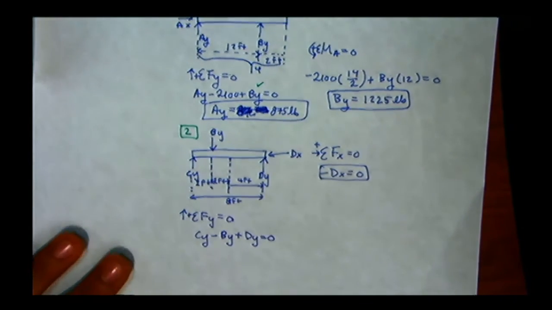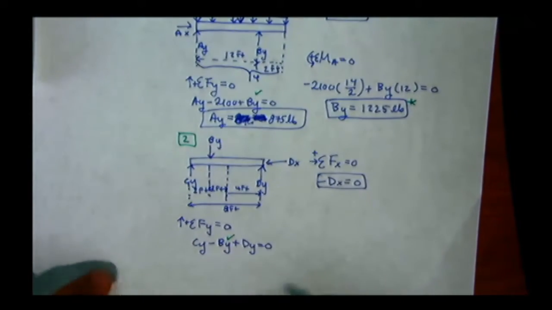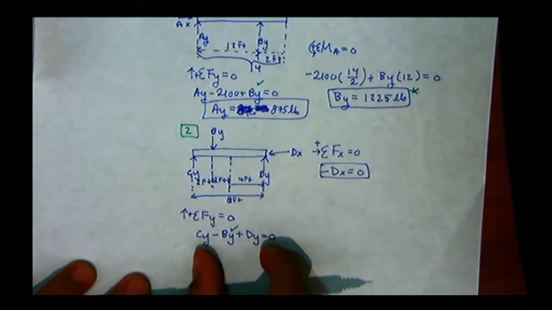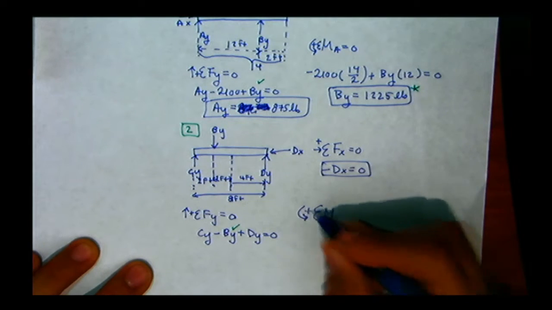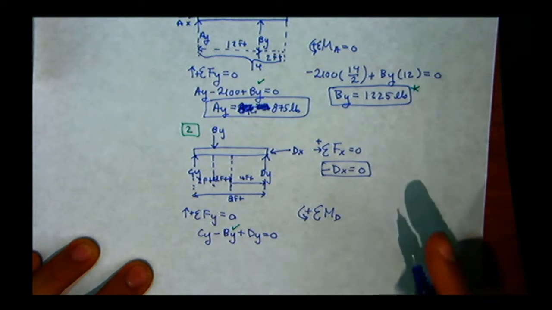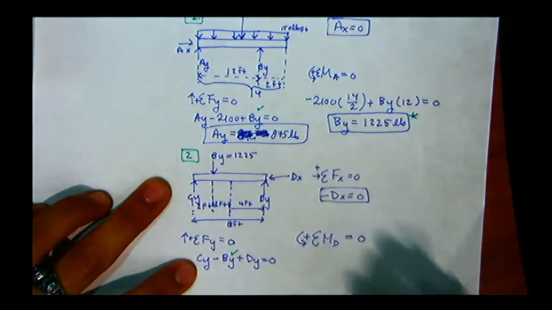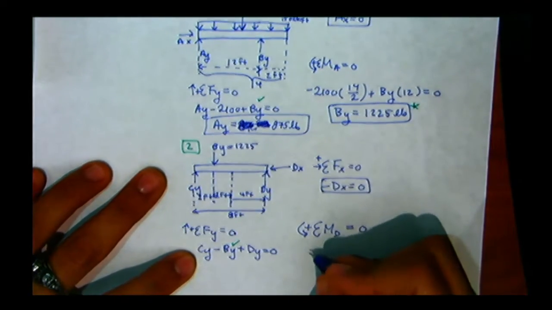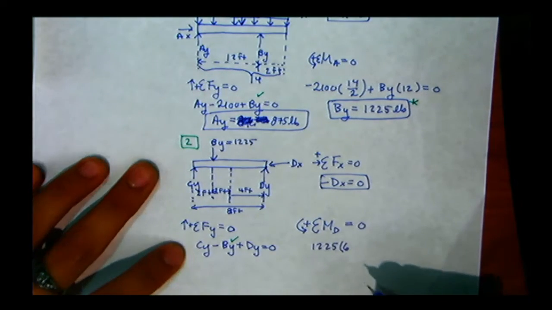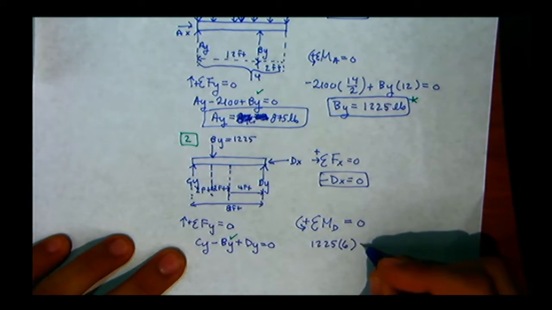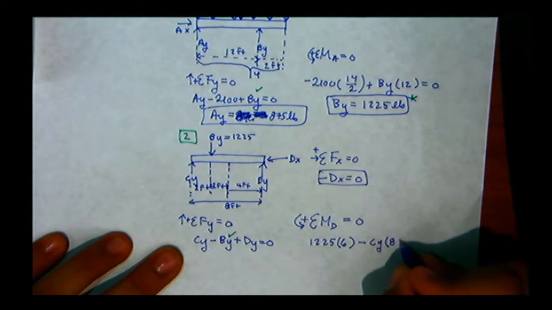So let's take a moment about what point? D, right? Could that help us? That could help us. So we know that this is equal to 1225. Take a moment about D. This is going in the positive direction. And it is 6 feet away. Okay? And then we have CY, which is going clockwise, so it's negative. And it is 8 feet away. This equation allows us to solve for CY. Gives you 918.75 pounds.